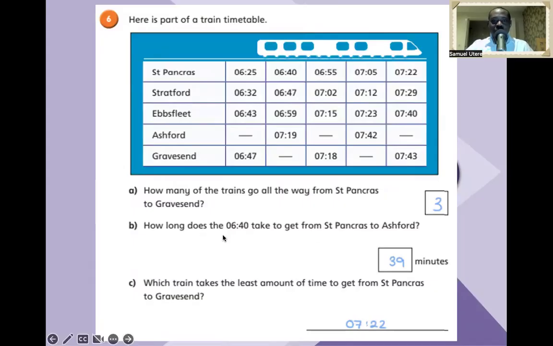So let's just talk about this one. How many of the trains go all the way from St. Pancras to Gravesend? All the way from St. Pancras to Gravesend is 3. So this one does not get to Gravesend, sorry. This one does not get there. So there are only 3 trains. That one, and that one. So if you were going to Gravesend, you won't be taking these trains. Otherwise, you won't get to your destination. The train will only stop at Ashford.